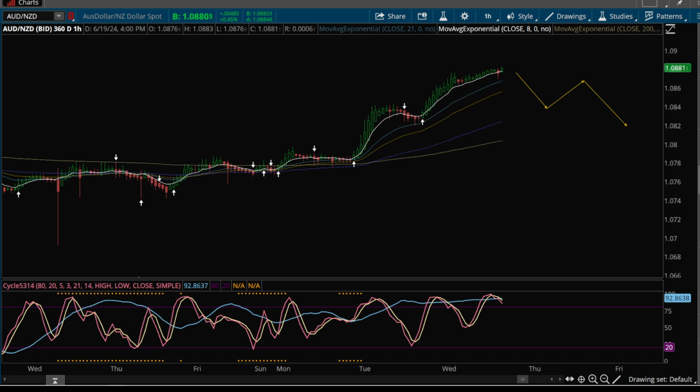The rest of the pairs, the majors, didn't really do much. You got pound news tomorrow. CAD looks like it's making that flat. Euro's still sitting there. Didn't really do much, so that's all I got for today.